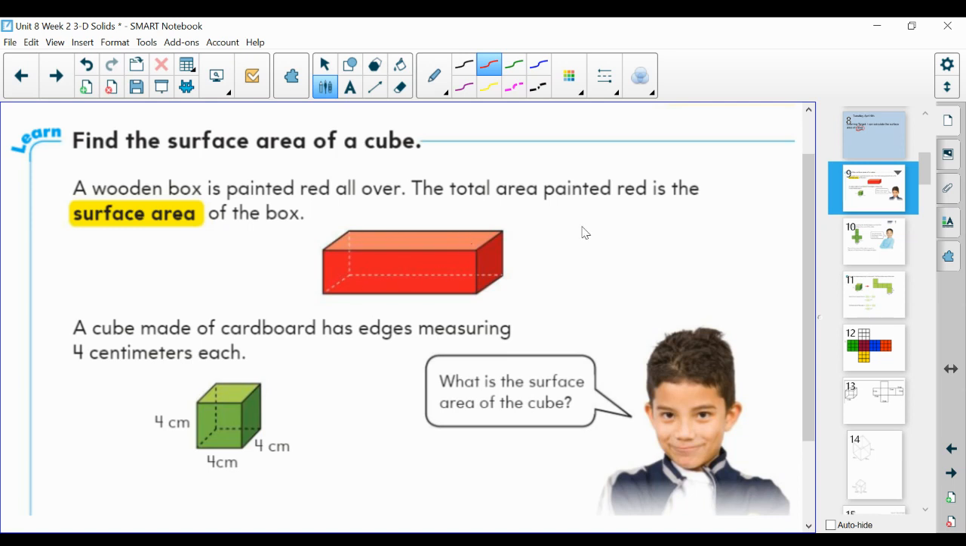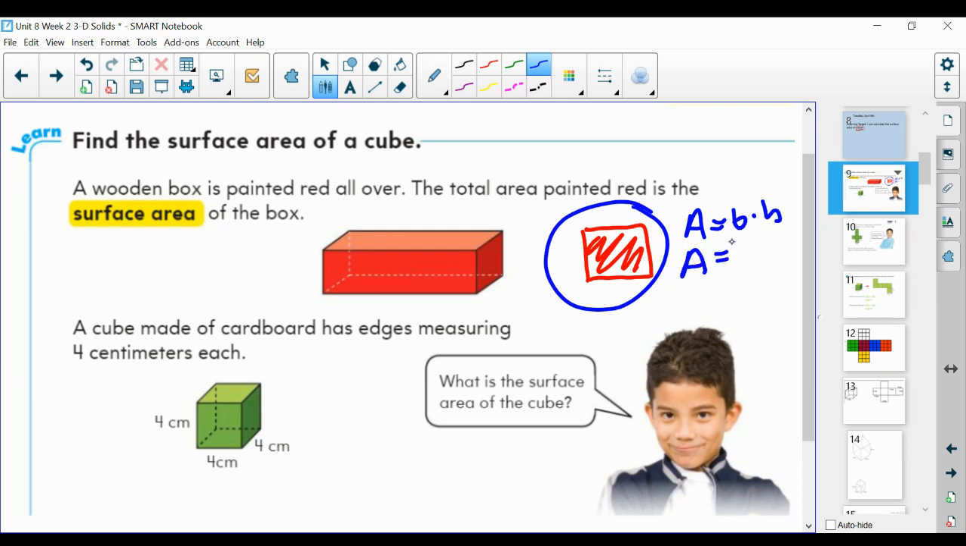So, what we have done this year so far, as far as area has gone, is only flat shapes and finding the area of them. And what we're going to do today is use that, our area equals base times height, or area equals length times width. We're going to use that to find the area of all of the faces and then add them up to find the surface area. So if you want to think about surface area as the outside, the area of all the faces of the outside of a three-dimensional shape, that would be great.